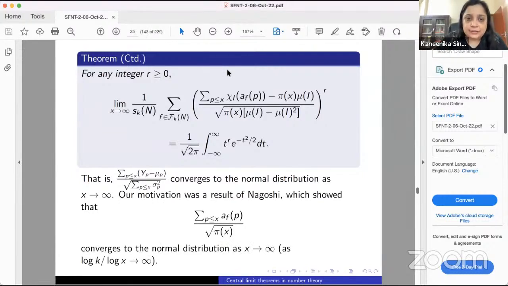Our motivation, I'd like to mention, was a 2006 result of Nagoshi, where he specifically considered the distribution of these particular sums of random variables. So he took a sub f of p to be his random variable, whereas we are taking chi sub I of a sub f of p.